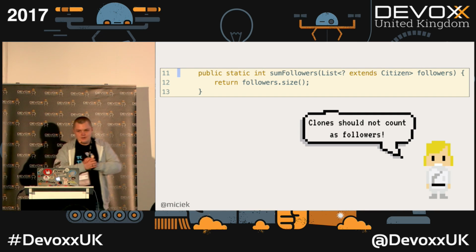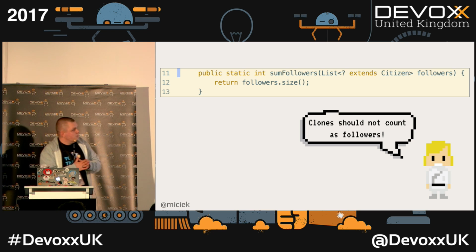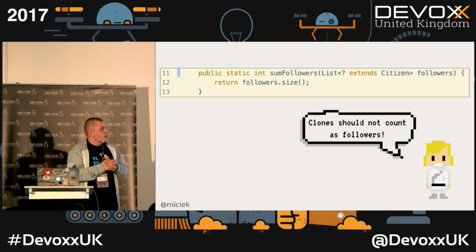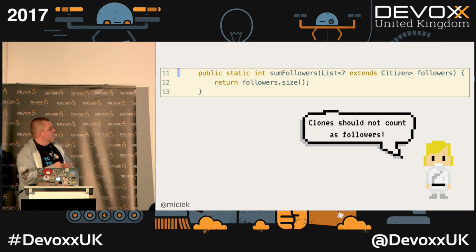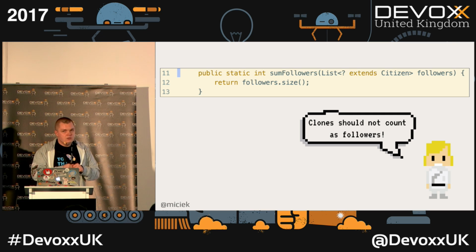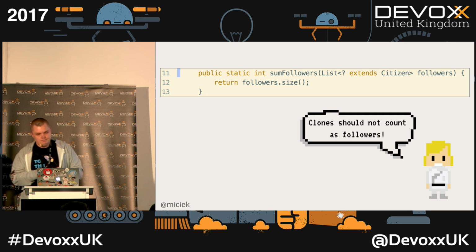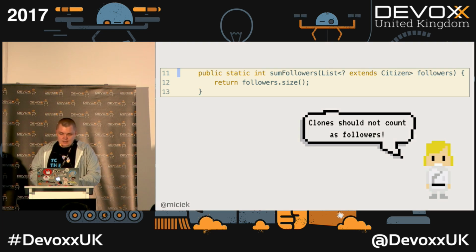So we fire up our computer, of course, and we check in the IDE what kind of logic we have right now in order to count the followers. And it turns out the logic is like that. We are only returning the size of the list. So the user is right. It's a bug.